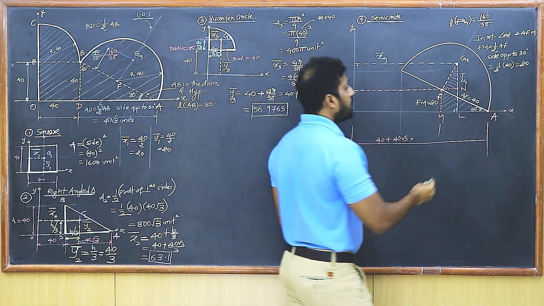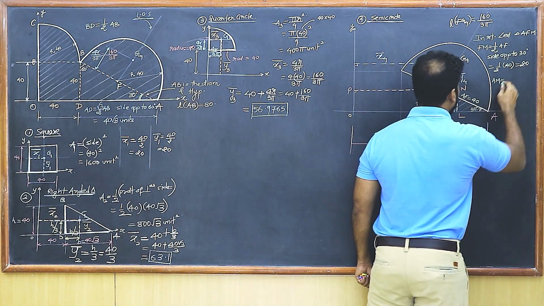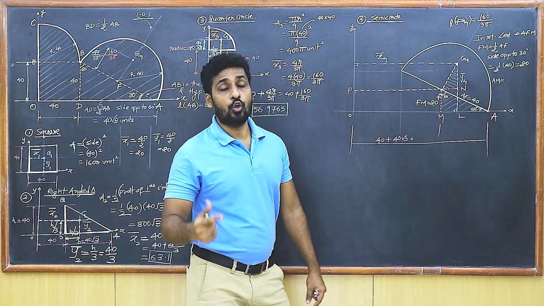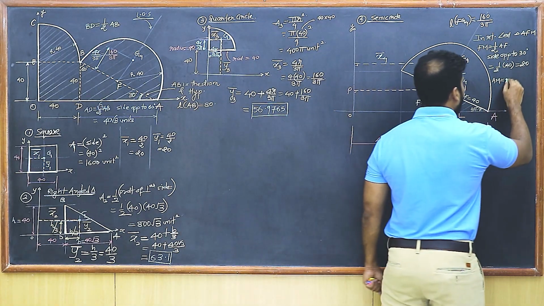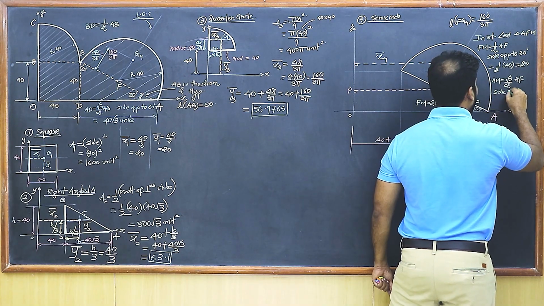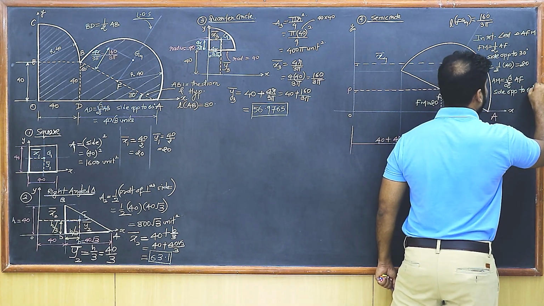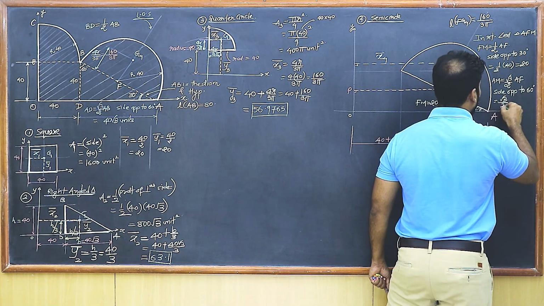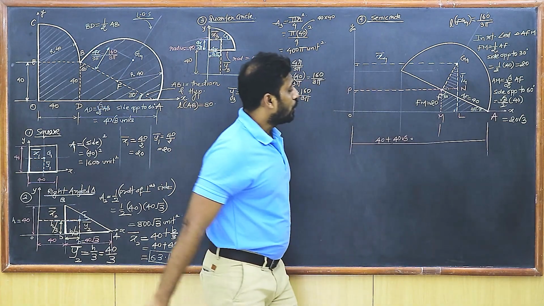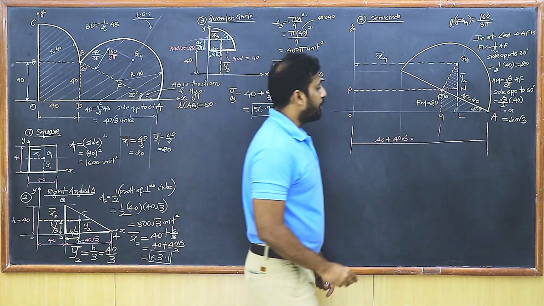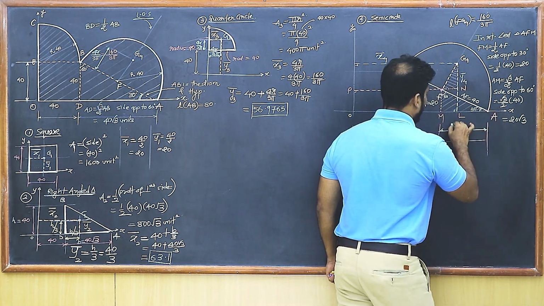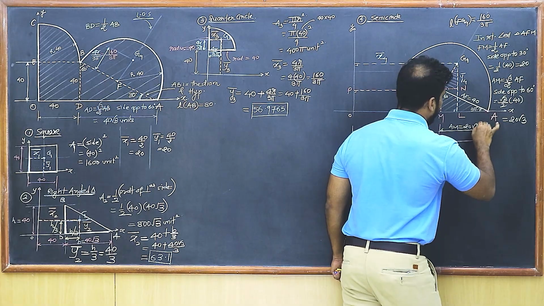Now I need to get the length of AM also. Let's find AM. Students, AM is the side which is opposite to 60 degrees. So it is going to be root 3 upon 2 times the hypotenuse, which is AF. So I get root 3 upon 2 times 40, which comes out to be 20 root 3. So the length of AM is 20 root 3.